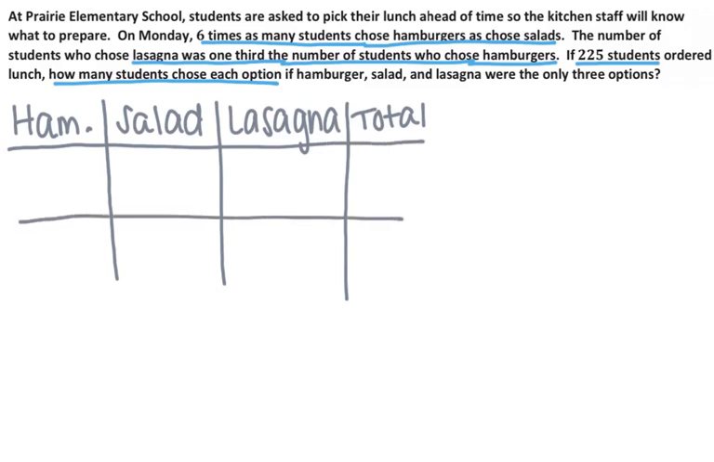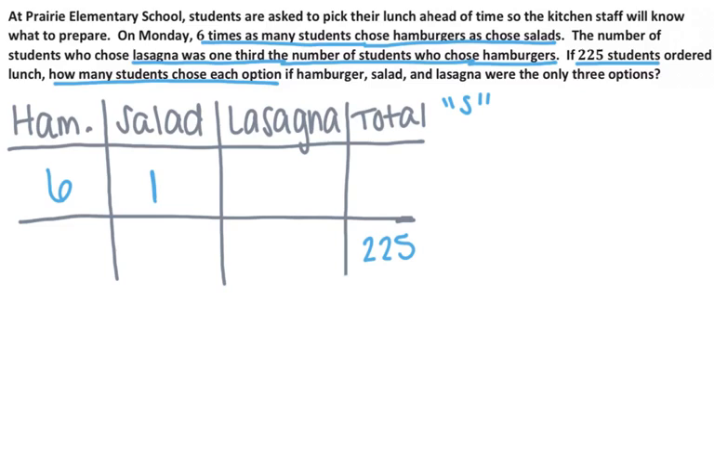So we know that there are 225 students, so we can fill that one in the second row. And now we can go in and we can fill in our first row. So we know that 6 times as many students chose hamburgers as salad. So I'm going to say that salad is going to be 1, so we'll use the variable of s again. And 6 times 1 is going to give us 6, so hamburgers will be 6.